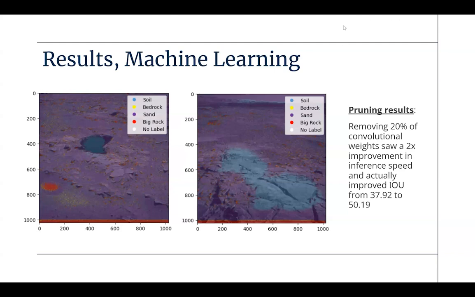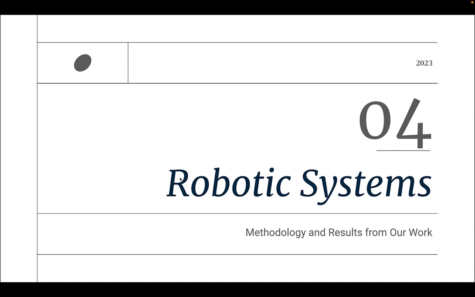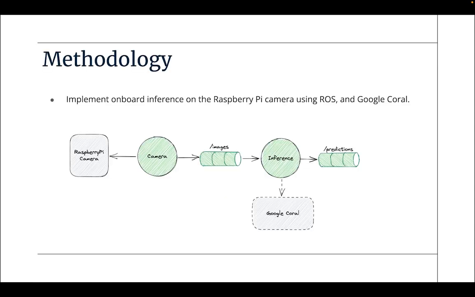I'll take a look at the robotic systems part of our project. So here the goal is to implement onboard inference on a Raspberry Pi using a camera module attached to it, and orchestrating the software using ROS, which stands for Robot Operating System, and then running the inference on the Google Coral. So what you see here is a diagram of our software, and you see on the left the Raspberry Pi and its camera module, and then in green you have all of the ROS components.